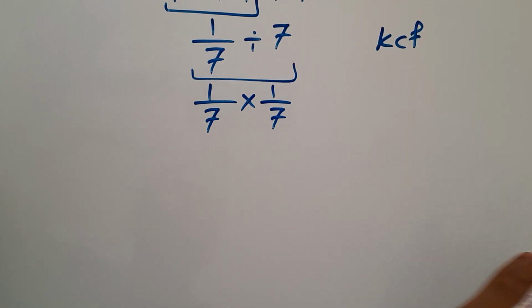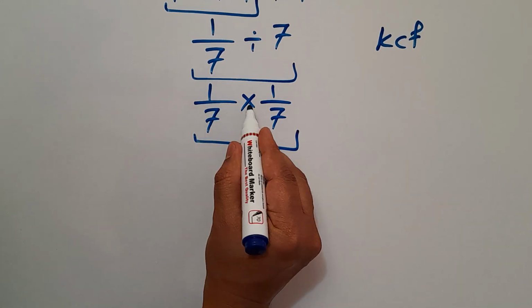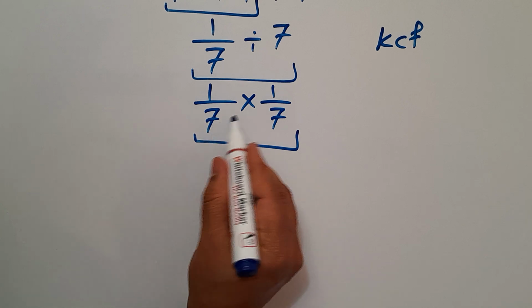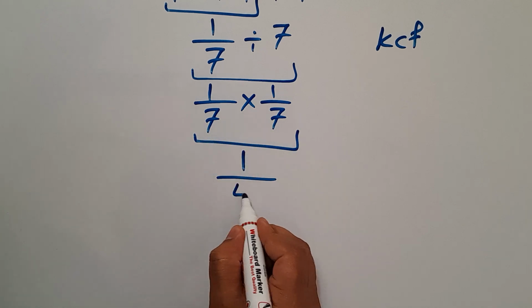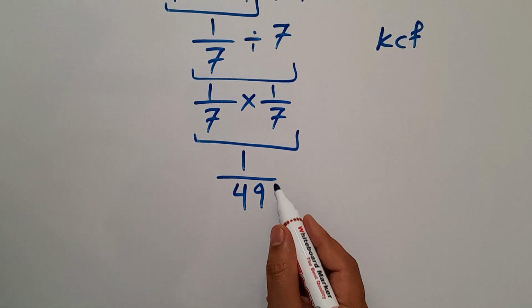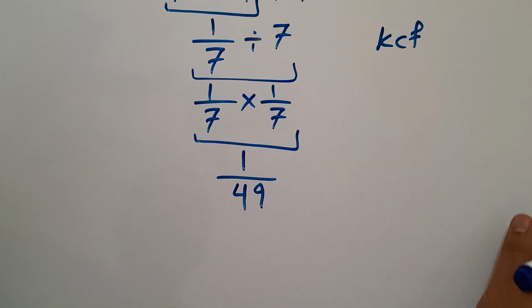And this is equal to 1 times 1 equals 1 over 7 times 7 gives us 49. So our final answer to this problem is just 1 over 49.